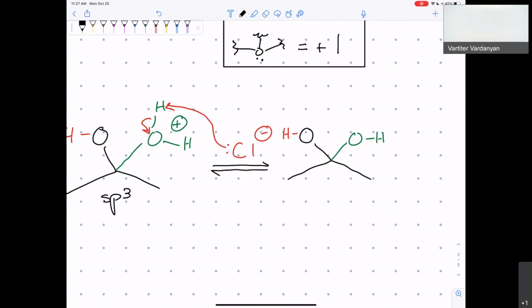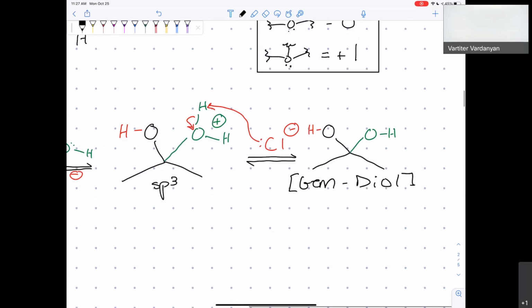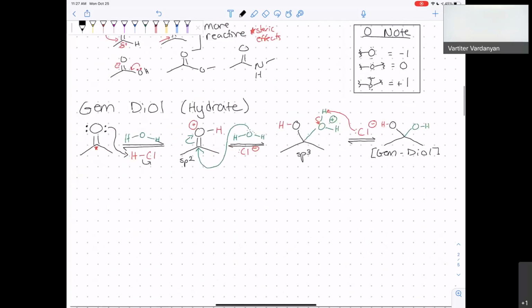So we're going to call this guy a gem diol. And the reason it's called a gem diol is because there are 2 OHs on the geminal position. What does geminal mean again? Same carbon. Perfect. Yeah, so we're hydrating it. We're adding another H2O.